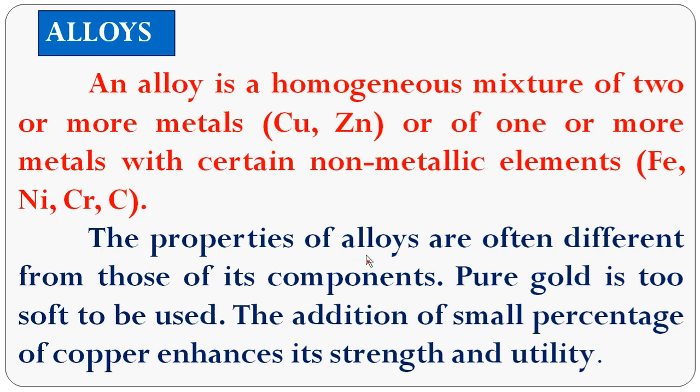The properties of alloys are often different from those of the components. Here in copper and zinc, the alloy has different properties compared with copper and zinc. Pure gold is too soft to be used. Here the addition of a small percentage of copper enhances strength and utility.